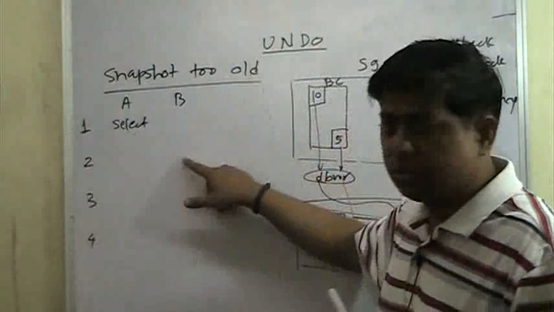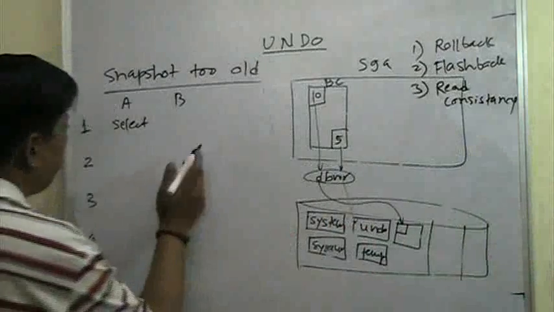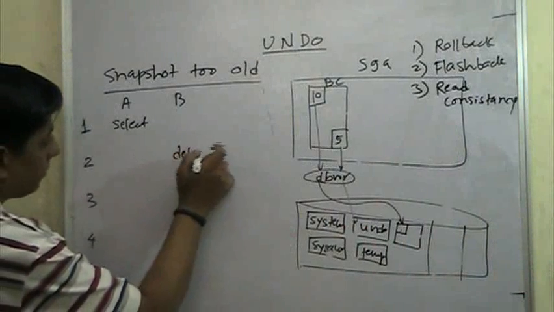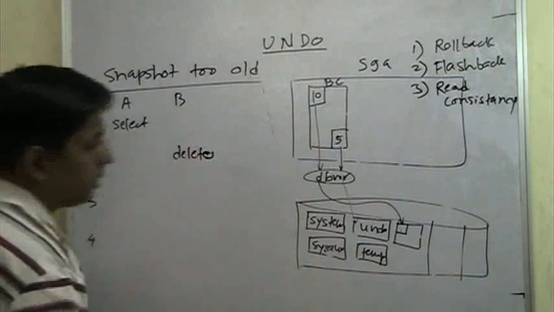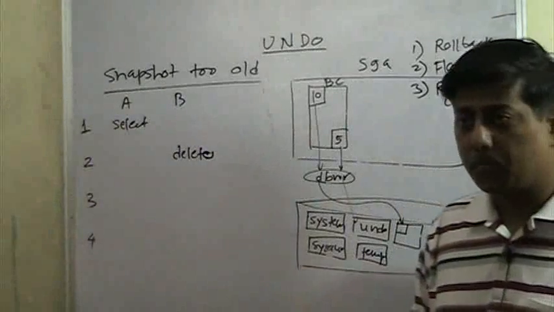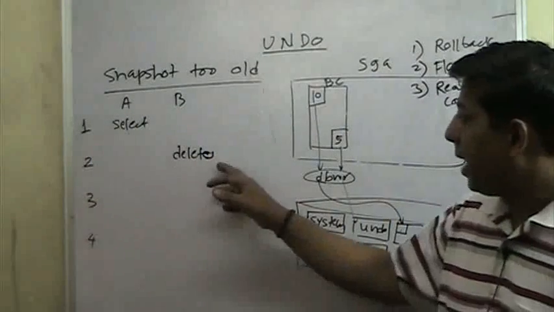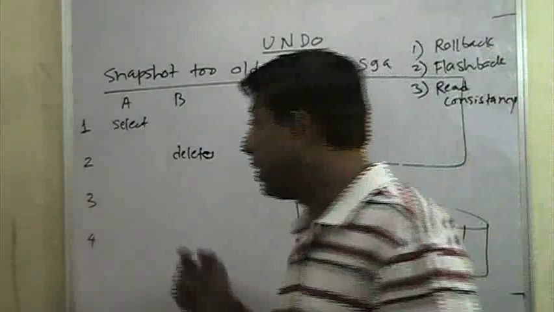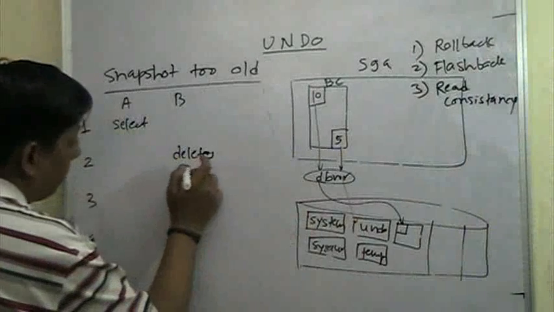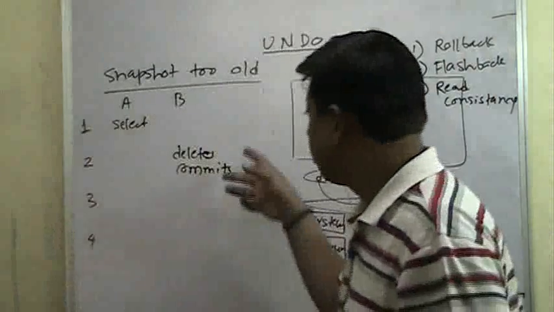The second guy comes in, and at 2 o'clock he updates or deletes. He deletes certain rows from a table which is being selected by the first guy. Now when he has deleted those rows, what happens? Immediately after that he commits it. So those rows are gone.